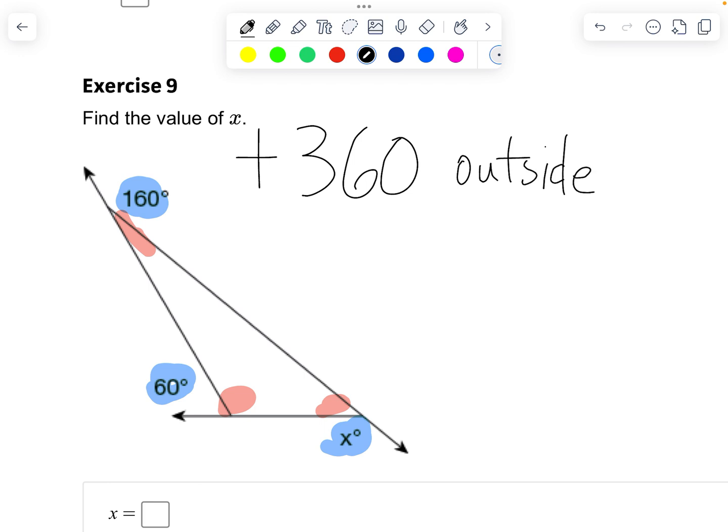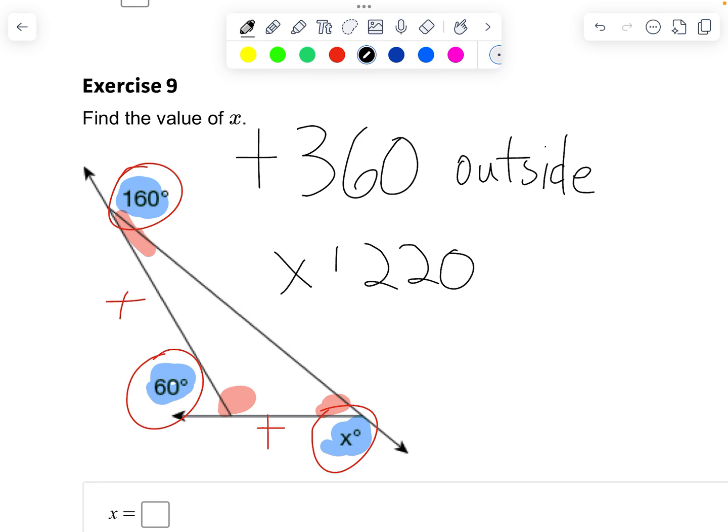Okay, on the outside. So we know that these 3 angles, we can add them together. So I'm going to take this one, add it, this one, add it, and this one, add them together, and set them equal to 360 degrees. All right, well, 60 plus 160 is 220. So I get 220. Let me write this again. Don't forget the x. So I got x plus 220 equals 360.